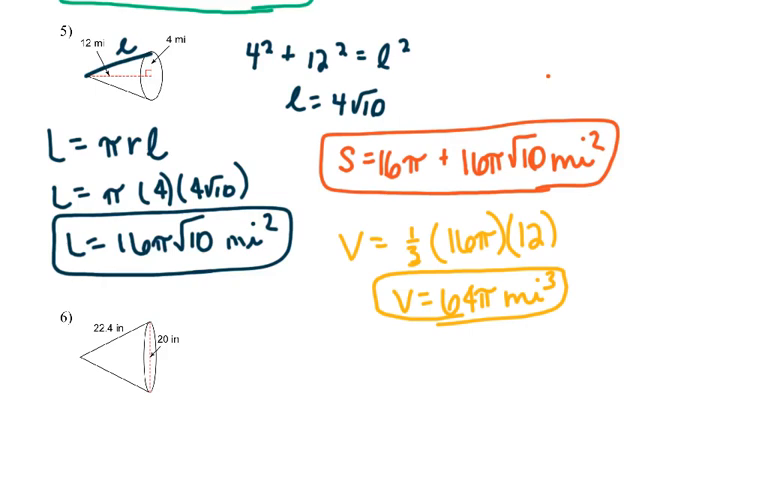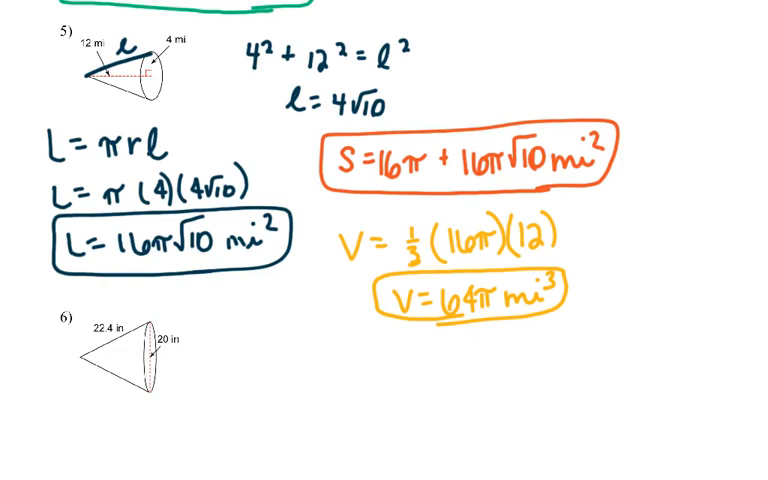Okay, so I worked out number 5. I will say the one thing, we needed to find the slant height. That wasn't given, so I used the Pythagorean theorem, and I found that the slant height was 4√10. Now remember, our instructions said exact, so I'm going to leave it in radical form to keep it exact. So that 4√10 goes in for L wherever I have L.